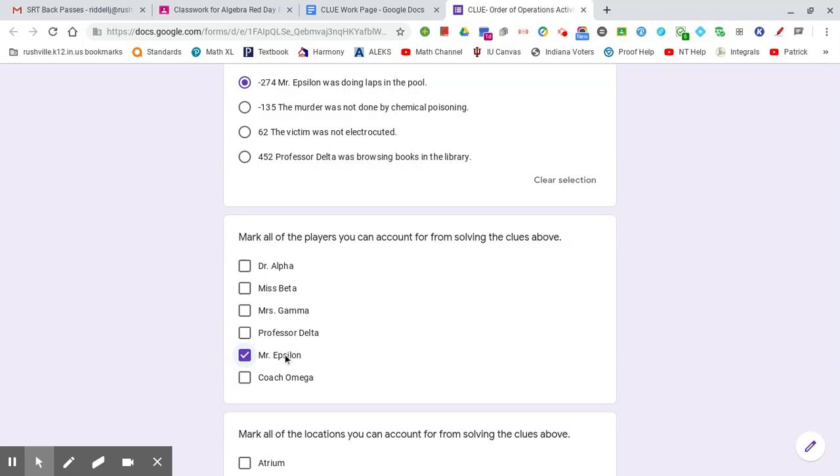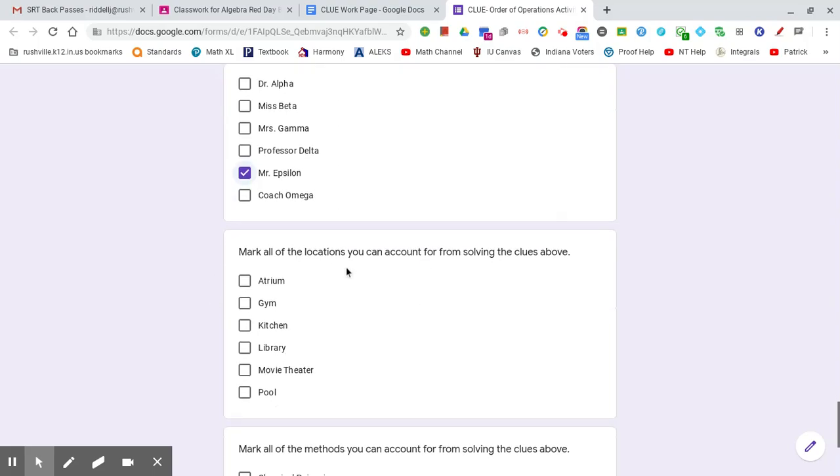All right, so this means that Mr. Epsilon is not guilty. Okay, he had an alibi. He was doing laps in the pool. So that means that we also know a location from this. So I'd mark off pool.